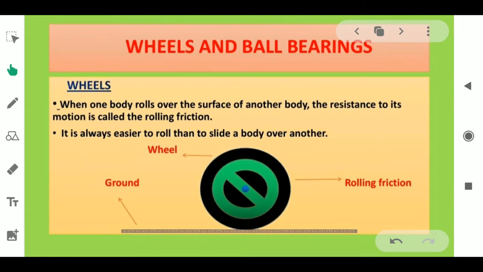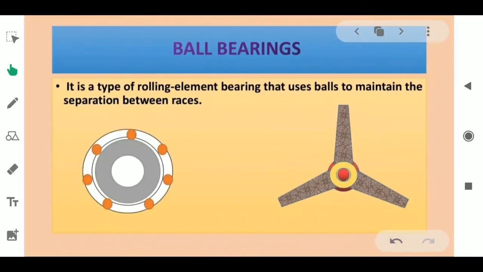Here you can see a ground surface and a wheel, and this wheel is rolling over the surface. So here the rolling friction is less compared to the sliding friction. So we can say that rolling friction is less than sliding friction. Clear? Next one, ball bearings.